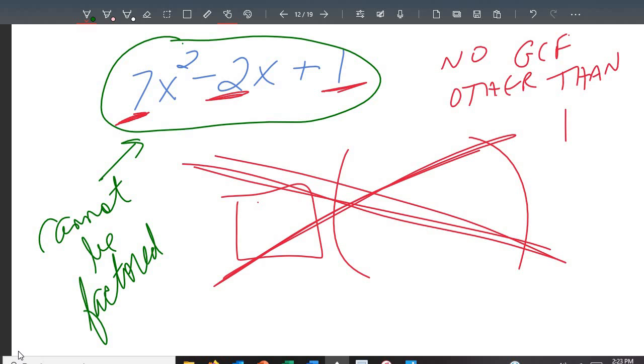Or you might say no GCF or something like that, but if you can't factor anything out, that's fine. You don't have to be able to factor anything.